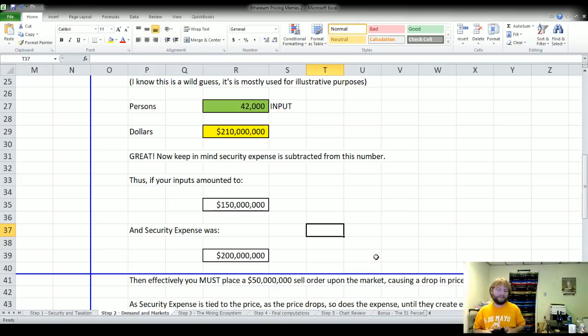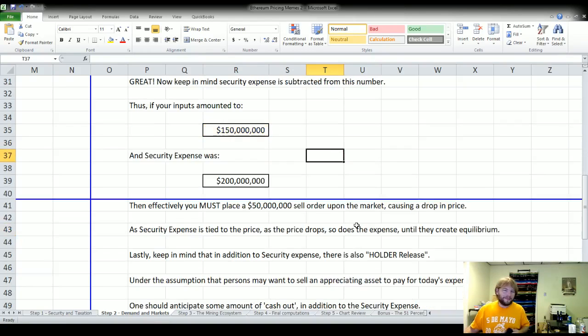So that's what we're trying to do here. We're trying to talk to them and lower the security costs.